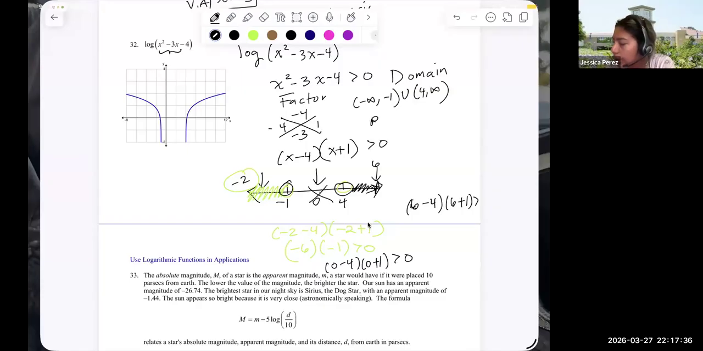The range, again, is all real numbers, and the vertical asymptotes are exactly those boundary points at x is equal to 4 and x equals negative 1. So those boundary points are your vertical asymptotes for this problem.